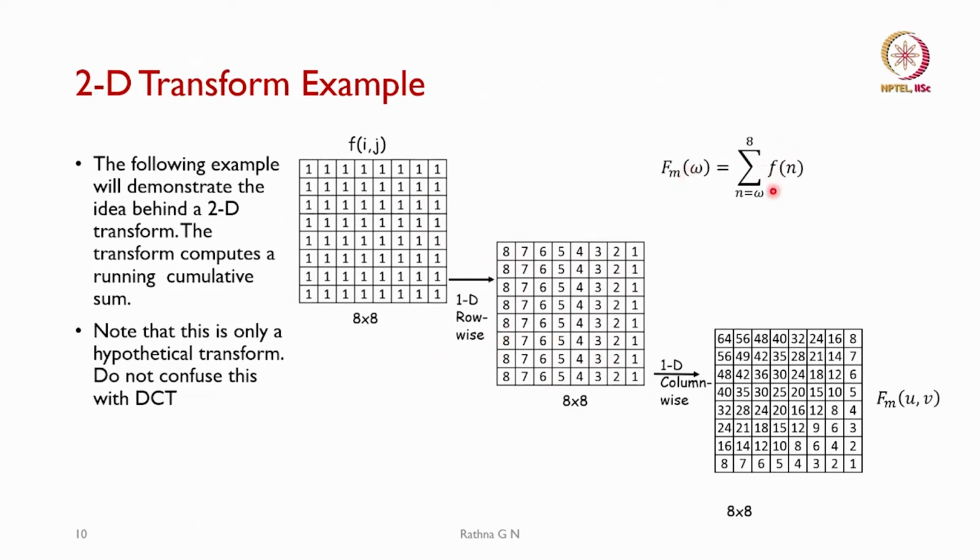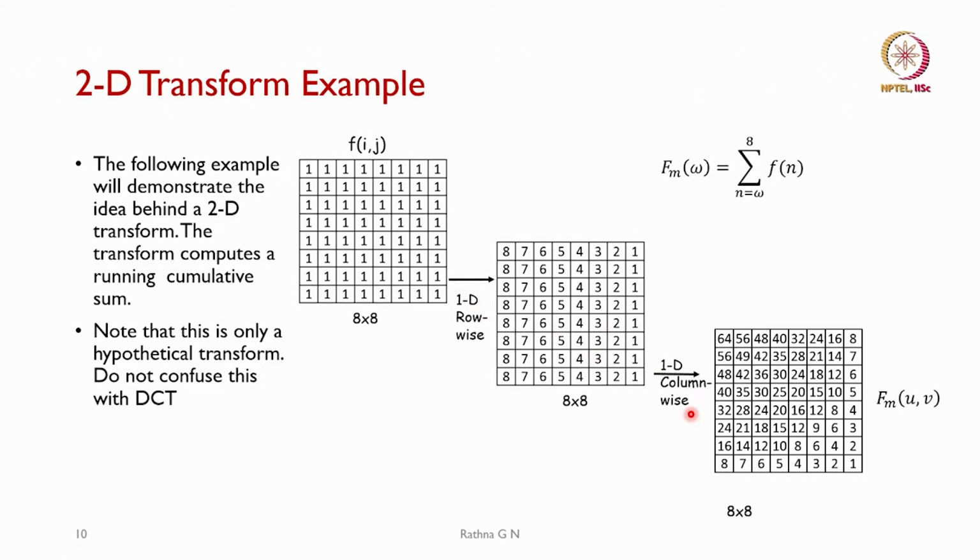It is just the addition that we have done. This is not the one we will be using for DCT, as it is mentioned here. It is a hypothetical transform, and we will see what our DCT equation is later. So, now after doing this, we will do column wise.